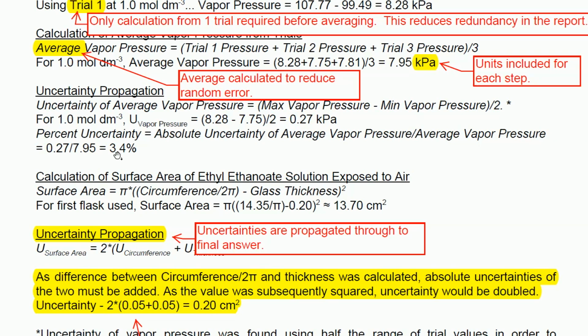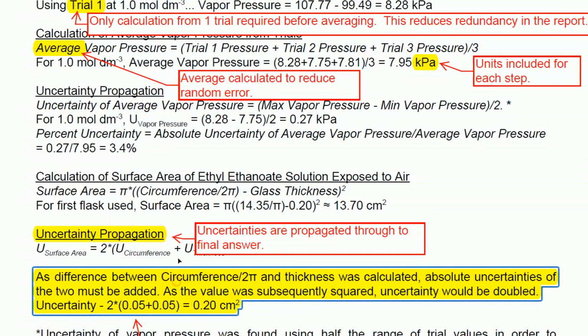and then converted it to a total percent uncertainty. In addition to this, the student has gone the extra mile and has included personal justification as to why those uncertainties were propagated the way that they were. As you can see, he has written, as the difference between the circumference and thickness was calculated, absolute uncertainties of the two must be added. As the value was subsequently squared, uncertainty would be doubled.